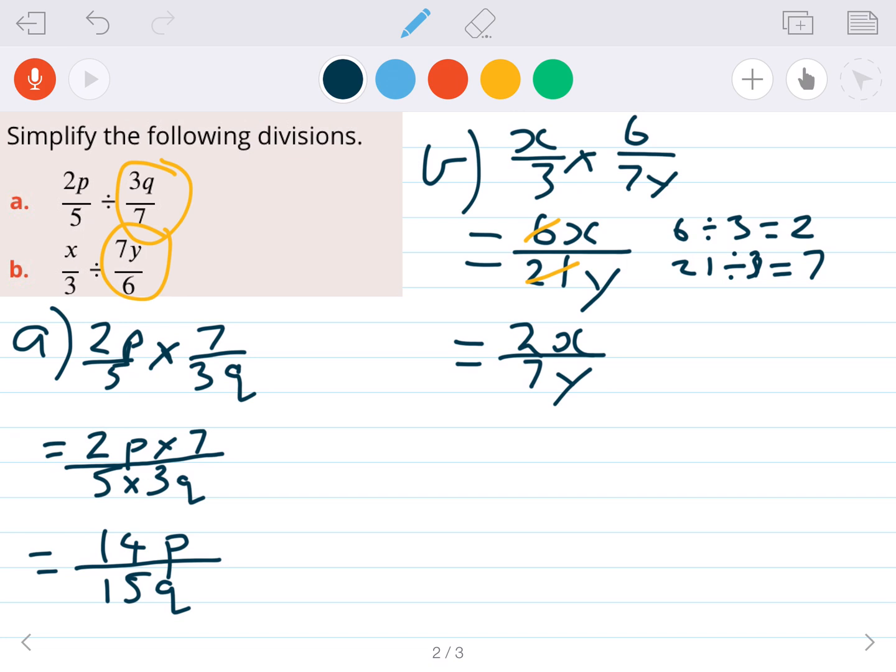And that is simplifying algebraic fractions with division. Hopefully that helped.